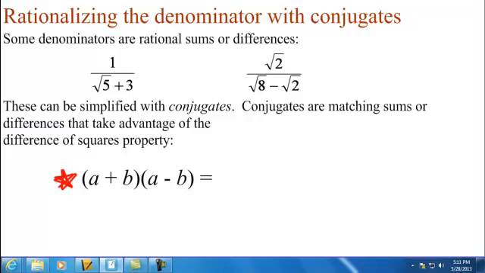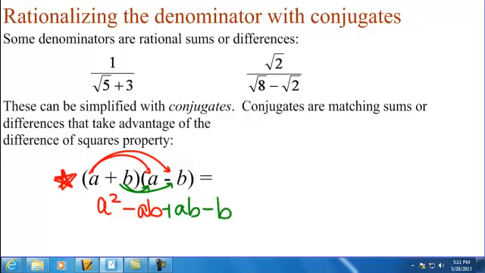So let's think about this if we just had letters like A and B. If you multiply A times A together, you end up with A squared. A times negative B, you get negative AB. B times A, you get positive AB. And then finally, B times negative B gives me negative B squared. What's going to happen every single time, if your A's and B's are the same and they have different signs, is your middle terms are always going to cross off, no matter what. And then you're going to end up squaring your first term and squaring your second term.